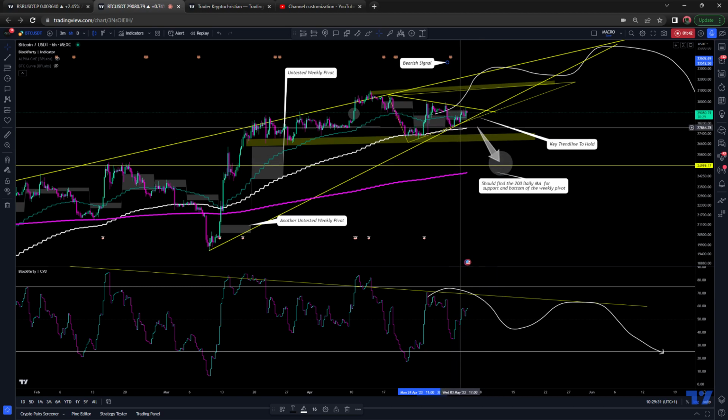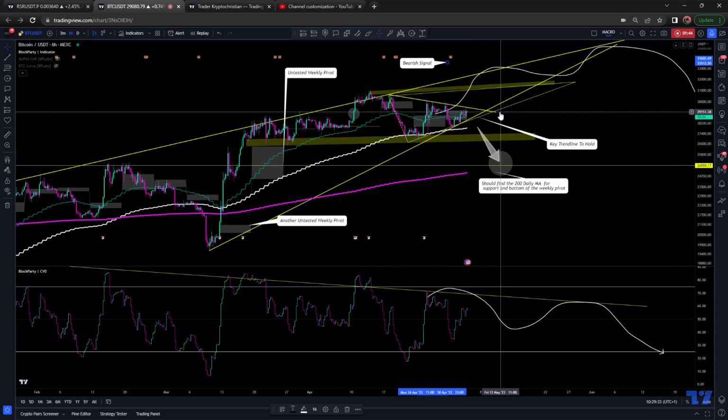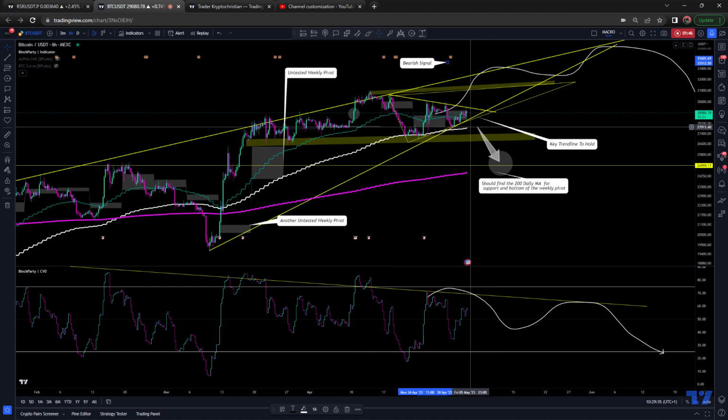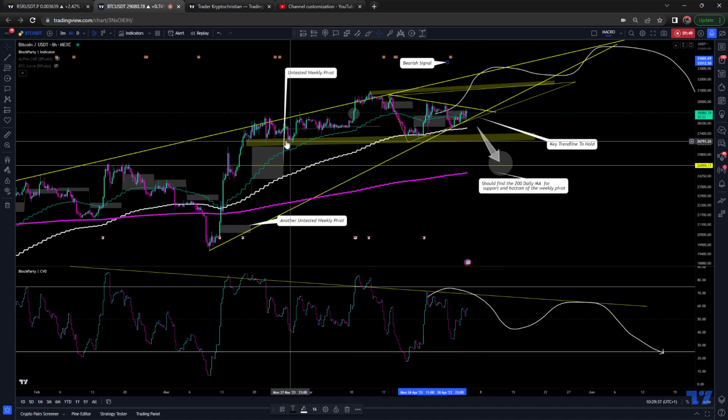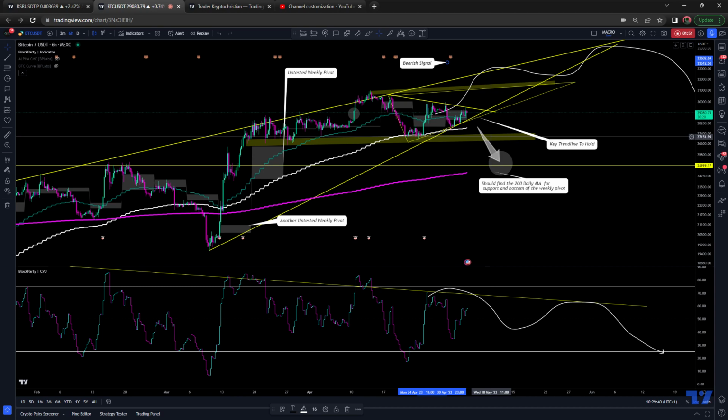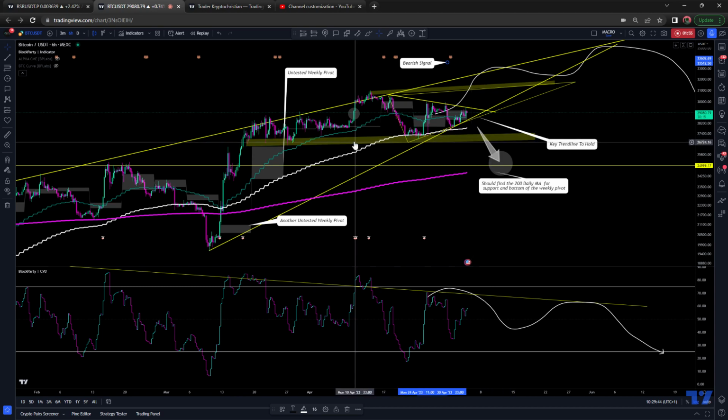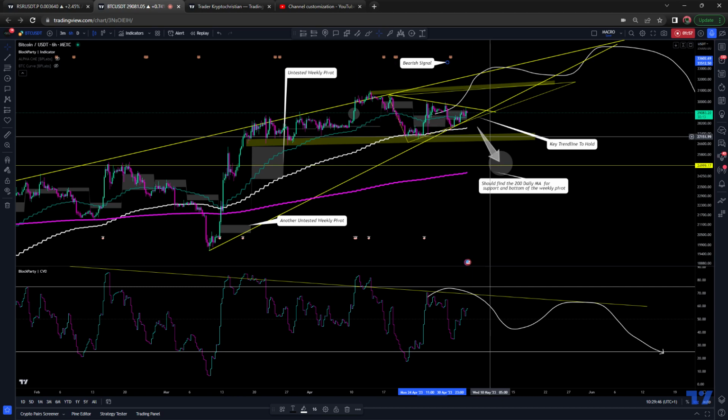There is quite a lot for the price to break through in order to get there first. Like I said, there's this strong upwards trend line, there's the 50 daily moving average, and also this quite strong support structure just here, sitting around about 27,000 that has been defended a good few times in the past. So we will ultimately see what's happening.